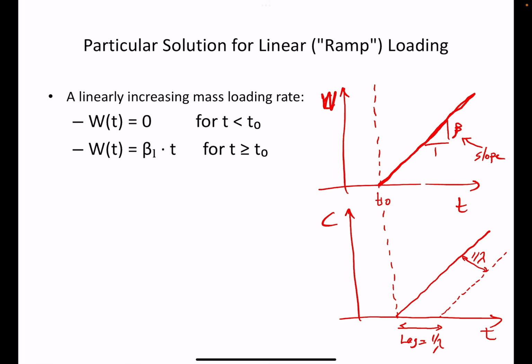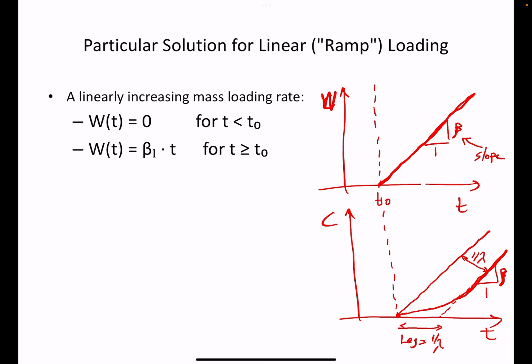And the concentration will be shown like this, because the system is being overwhelmed by the load, and then it goes in a straight line later on. So the concentration would not be linear from time 0. It will have a lag, and then later on it will go linear. Since the load is linear, the concentration would later on be linear. And the slope of the line would be beta over lambda volume. And this is called the late time slope. Okay, the late time slope.